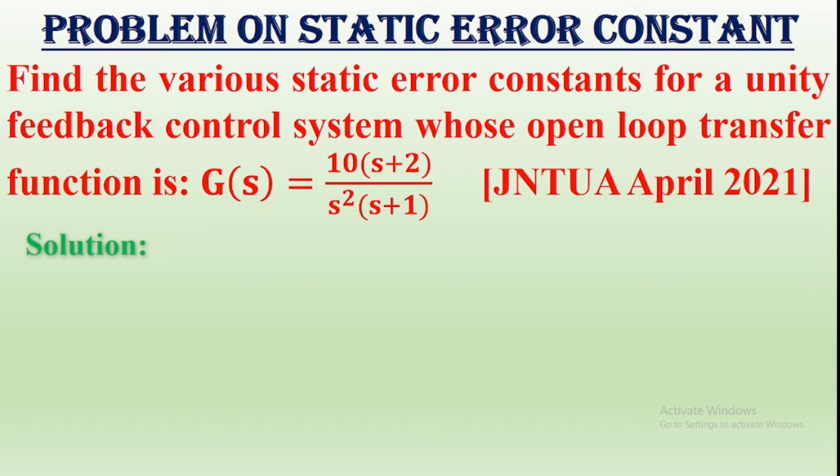Hi everyone. In this video I am going to discuss an example of static error constants. This example is a previous examination question from JNTUA, April 2021. Find the various static error constants for a unity feedback control system whose open loop transfer function is G(s) = 10(s+2) / (s^2(s+1)).